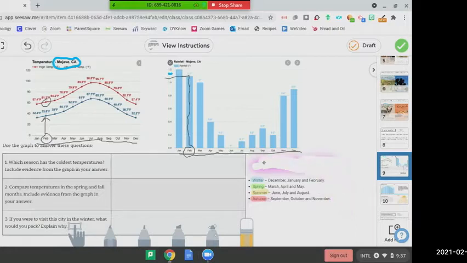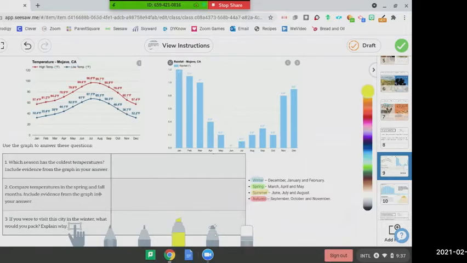Let's go see over here after I finish erasing this. There we go. Let me get rid of that because it says we want to include some evidence, so I don't want all the old evidence. Okay, awesome. Which season has the coldest temperature? Well, let's look down here. This is our lowest temperature. Grab your highlighter and highlight that 32 through 35. And then the same over here in December.